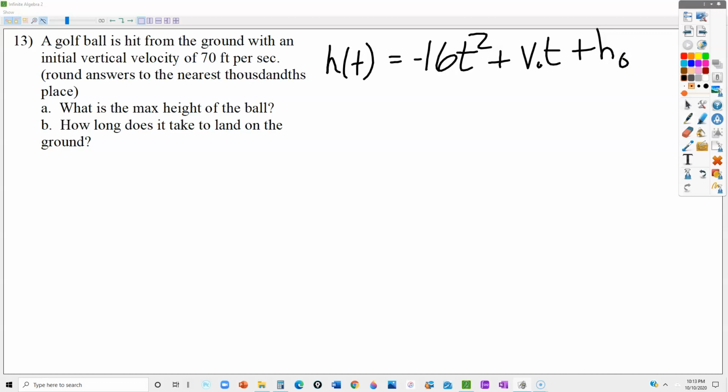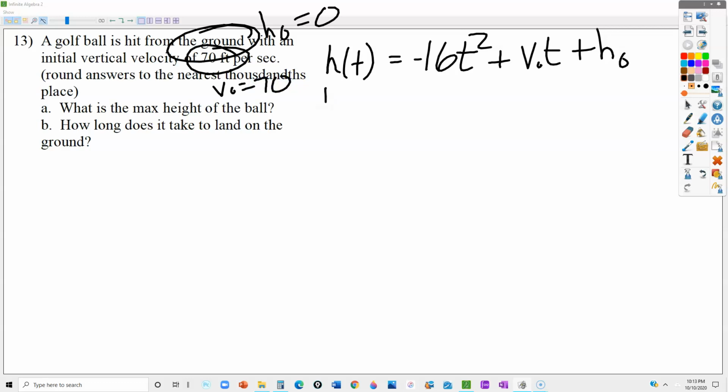All right, and so let's go ahead and look into it a little bit. It says a golf ball is hit from the ground, so that's important. That tells me that my starting height is 0. And it says we have an initial vertical velocity of 70 feet per second. That's another important number in there. That tells me my starting velocity is 70.